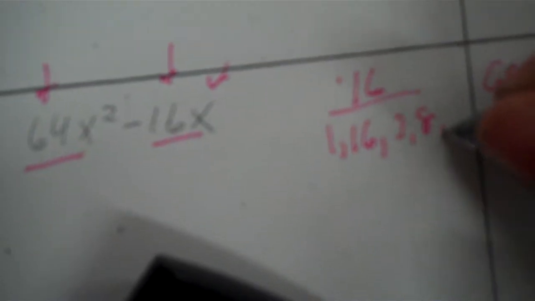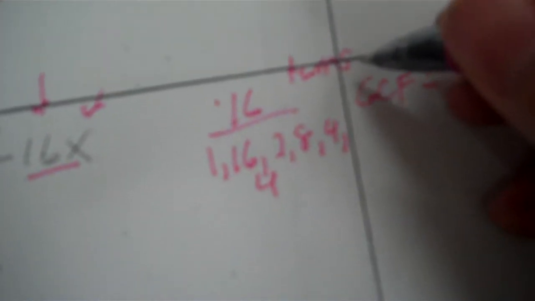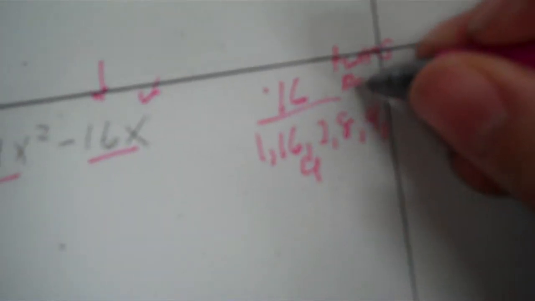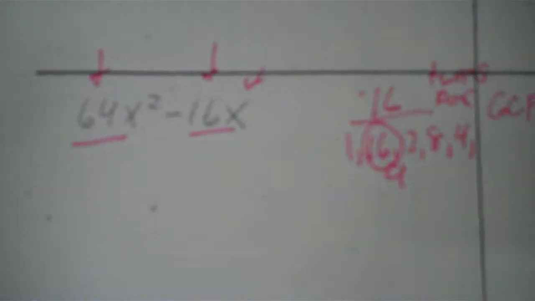Now, when I get twins, the list is done. Those are called twins, okay? Twins, 4, 4, done. Now I take 16. I take 64 divided by 16, that's 4. And then 16 divided by 16 is 1. That's going to work, so 16x.